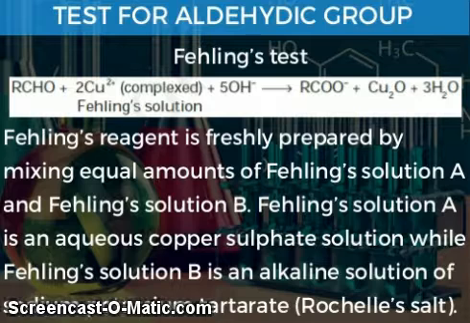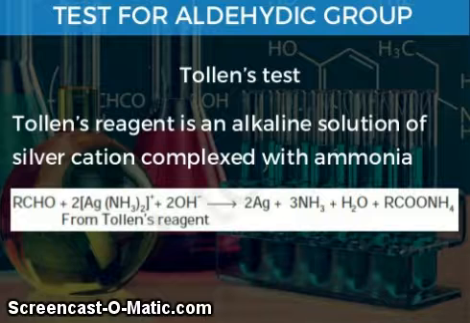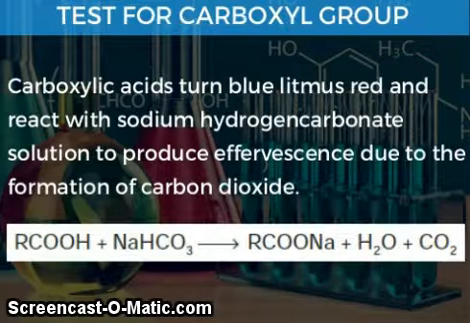Fehling's reagent is freshly prepared by mixing equal amounts of Fehling's solution A and Fehling's solution B. Fehling's solution A is an aqueous copper sulfate solution, while Fehling's solution B is an alkaline solution of sodium potassium tartrate, Rochelle salt. Now Tollens' reagent. Tollens' reagent is an alkaline solution of silver cation complex with ammonia. You can see the reactions. If aldehyde is present, it gives the Tollens' test.